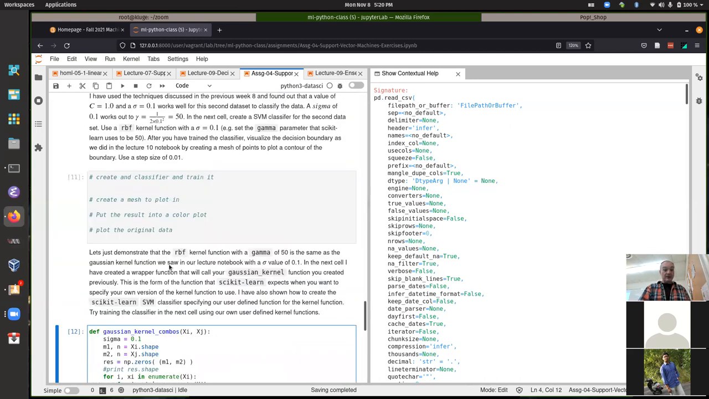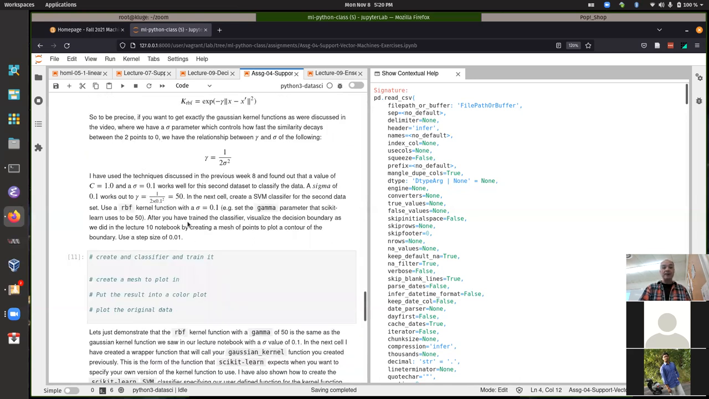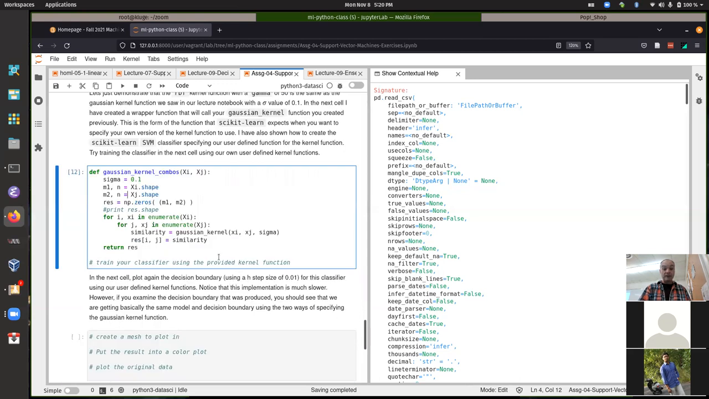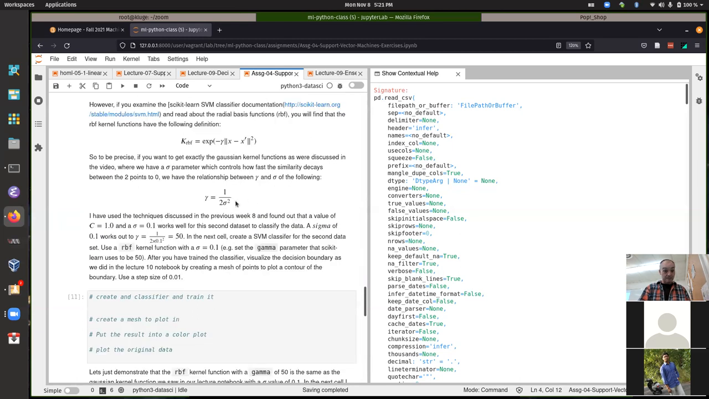It uses what are known as radial basis functions, but a Gaussian kernel is really a special case of a radial basis function, and I discuss it in our assignment here. For particular values of the radial basis function, you get a Gaussian kernel. That's what part four of the assignment is demonstrating. If you implement your Gaussian kernel correctly, you should get exactly the same result as you would with a radial basis function with the settings that we specify here.